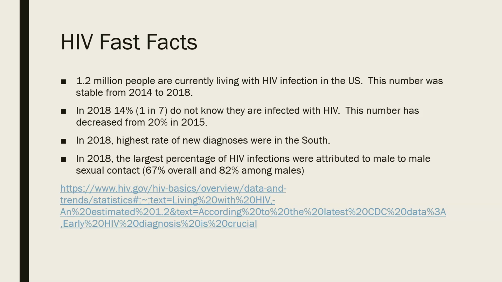In 2018, 14%, that's 1 in 7, did not know they were infected. This number has decreased from 20% in 2015. In 2018, the highest rate of new diagnoses of HIV were in the southern region of the United States. In 2018, the largest percentage of HIV infections were attributed to male-to-male sexual contact. That's 67% overall and 82% among males. And again, if you want to see those fast facts on your own, the link is here for you.